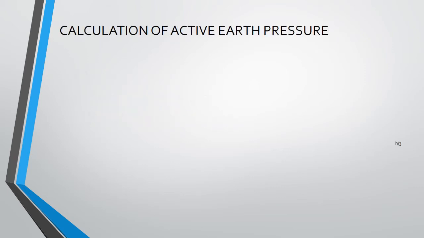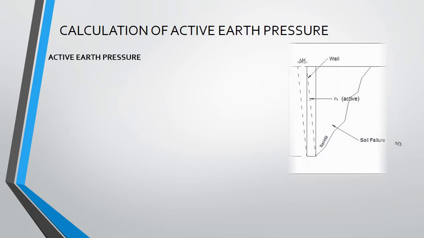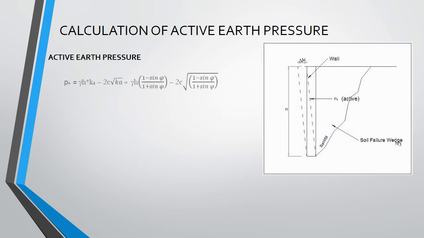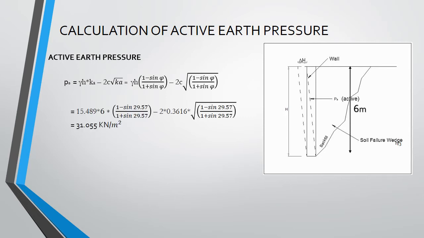Calculation of active earth pressure. After obtaining the values of the cohesion and friction angle, we calculate the active earth pressure and also the passive earth pressure. Active earth pressure is given by Rankine as Pa = gamma h Ka minus 2c root Ka, for which the height of the retaining wall is 6 meters, and we got the active earth pressure as 31.055 kN per meter square.